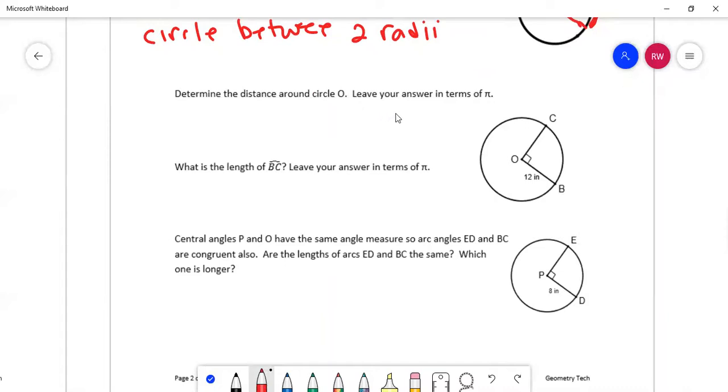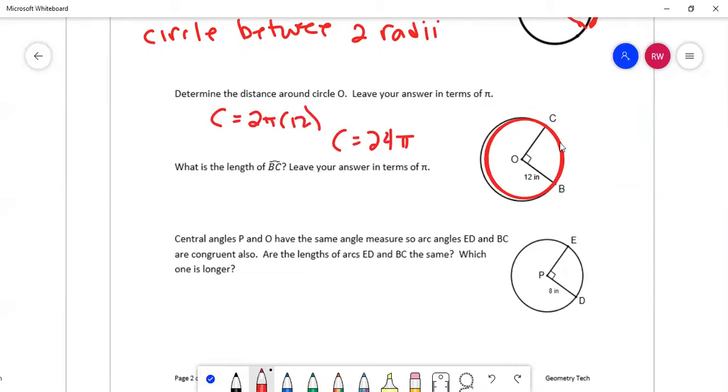Okay, determine the distance around circle O. Here's the distance around, which is the circumference. Leave your answer in terms of pi, for ease of use. Circumference, I have my radius is 12, is equal to 2 pi times 12. So my circumference is 24 pi inches. If I start at C and walk all the way around, I would walk 24 pi, which is roughly 70 or so inches, somewhere right around there.